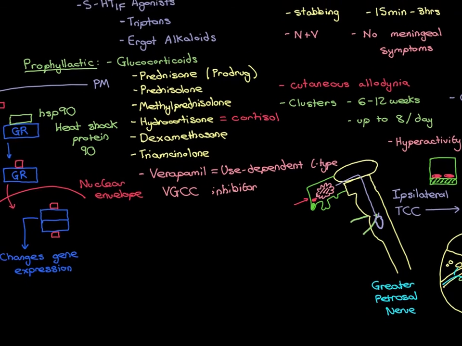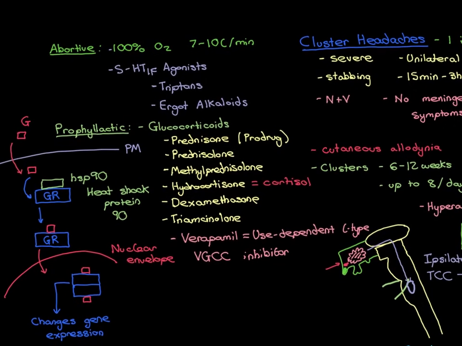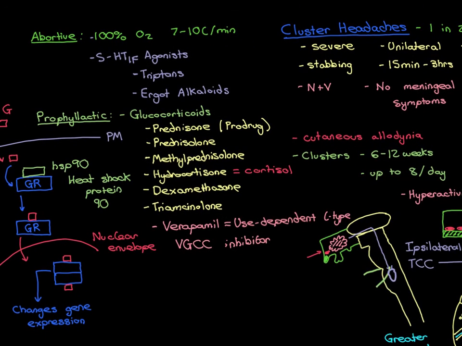Okay, and that completes our discussion of the treatment for cluster headaches. So let's just briefly summarise what we've seen. So abortive treatment, not NSAIDs and paracetamol. The best abortive treatment is 100% oxygen at a high flow rate, 7 to 10 litres per minute. That must somehow stop this hyperactivity phenomenon from occurring in the hypothalamus. Once it's started, it must terminate it.